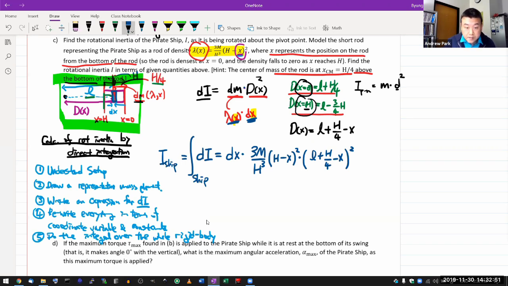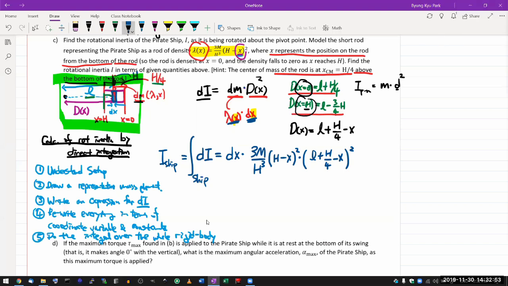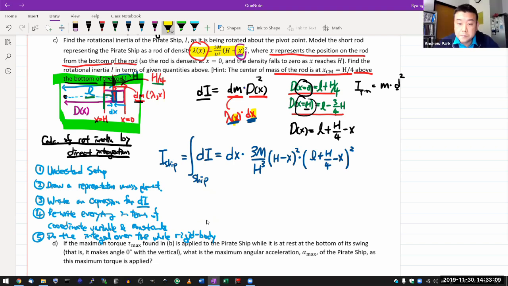Yeah, question. The question is, how did you get the x when you solve for the d of x as a function of x, L plus h over 4 minus x? That's the confusion. Trial and error.